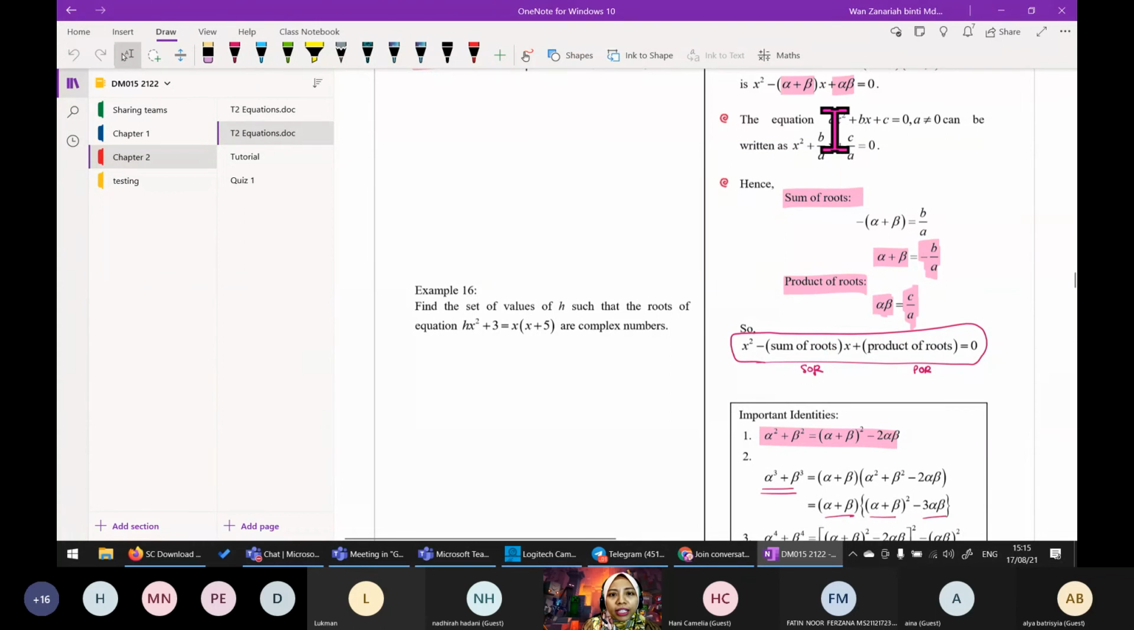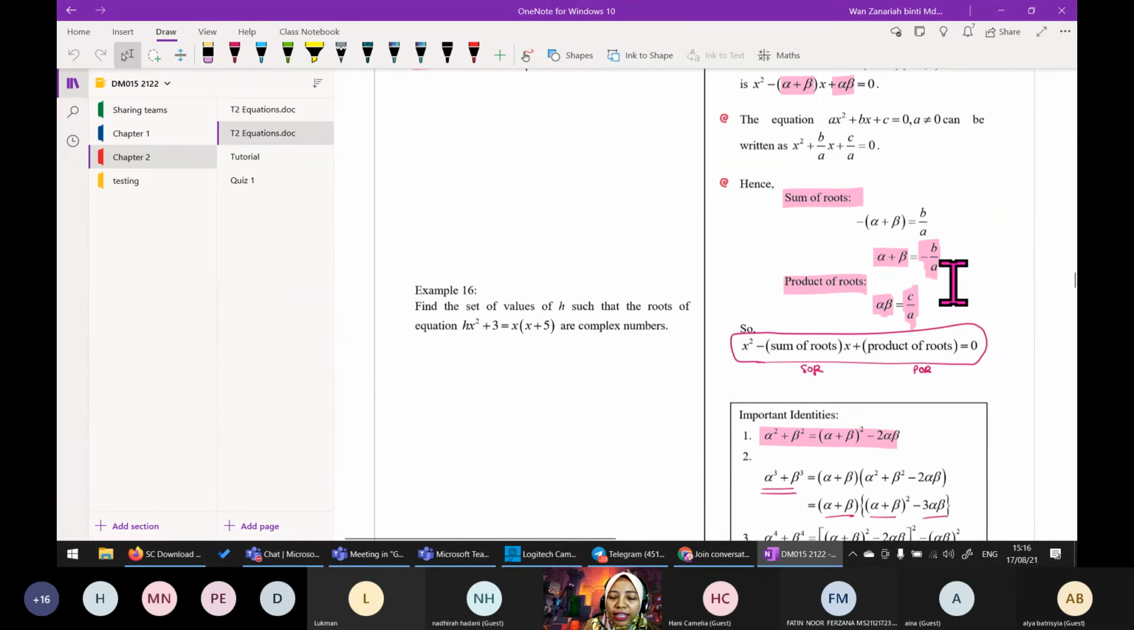Okay, so apa yang you buat ini adalah bila you dapat ax square plus bx plus c, when you are given this function, macam tadi ada 3x square contoh, so you make sure a ini you overkan supaya the coefficient of x square is 1. Kemudian jangan lupa dia adalah minus alpha plus beta. So alpha plus beta dia adalah negative b over a.